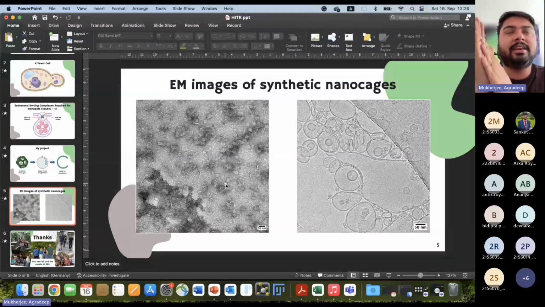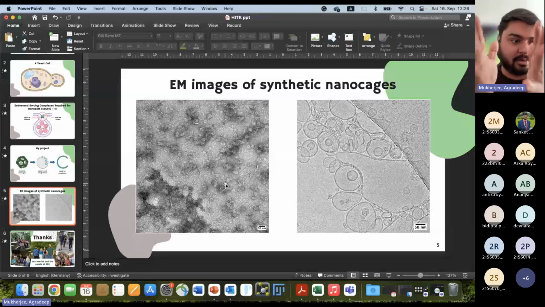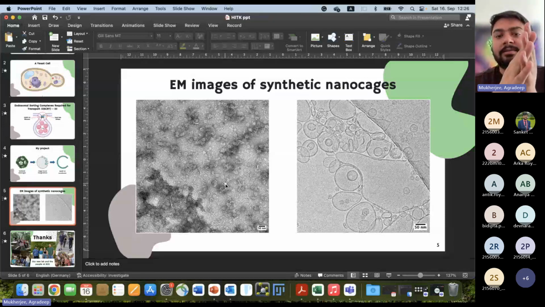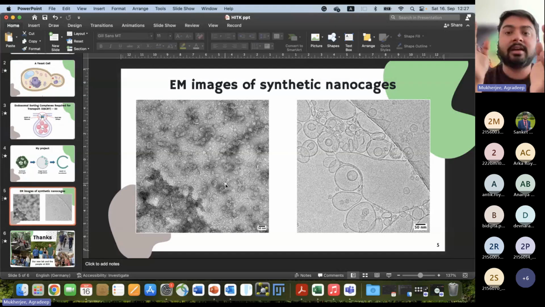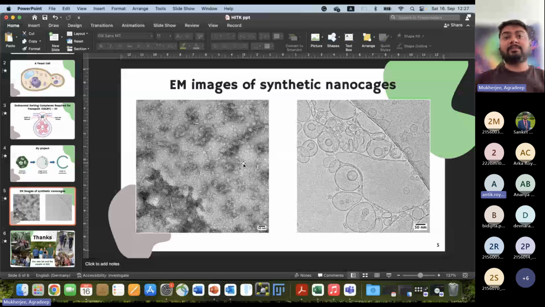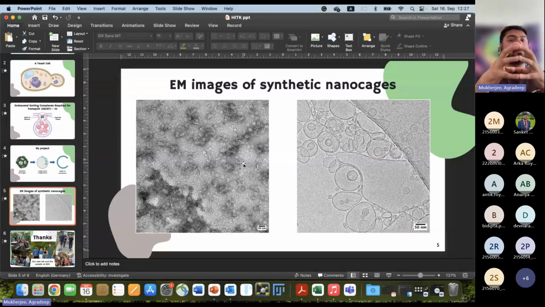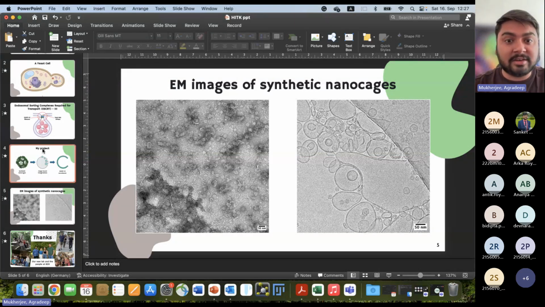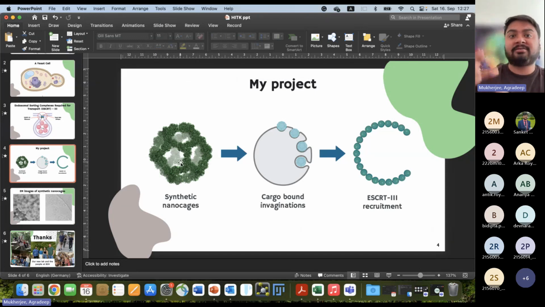See, negative staining is just a way to visualize the nano cages and their interaction with electrons. What is inside the synthetic nano cage? It's empty. It's like a football, except there's no air inside. It looks exactly like this with nothing inside, but you can pack stuff inside.